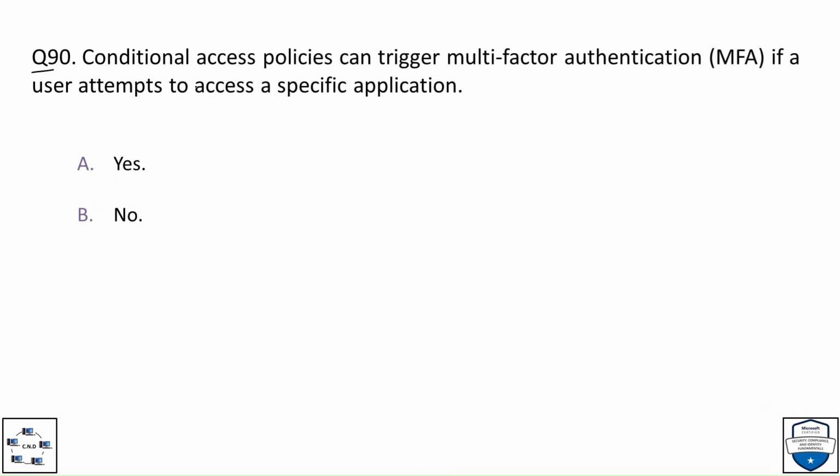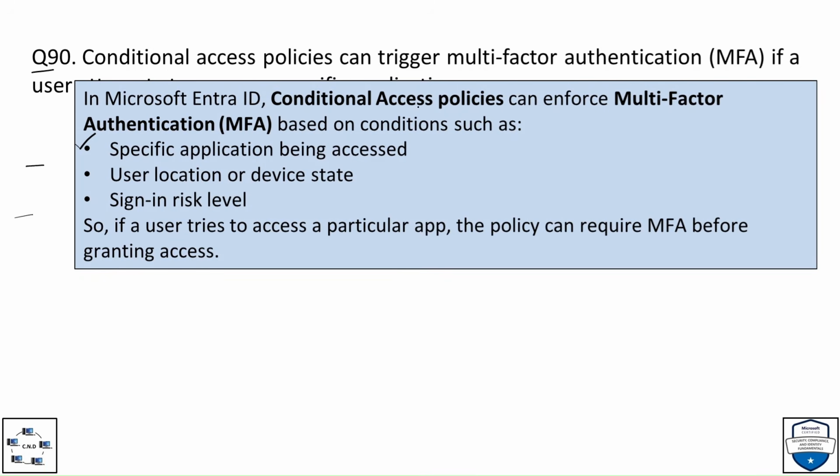Question number 90. Conditional access policies can trigger multi-factor authentication, MFA, if a user attempts to access a specific application. The options are option A, yes, and option B, no. The correct option is option A, yes. In Microsoft Entra ID, conditional access policies can enforce multi-factor authentication based on conditions such as the specific application being accessed, user location or device status, and sign-in risk level. So if a user tries to access a particular app, the policy can require MFA before granting access.